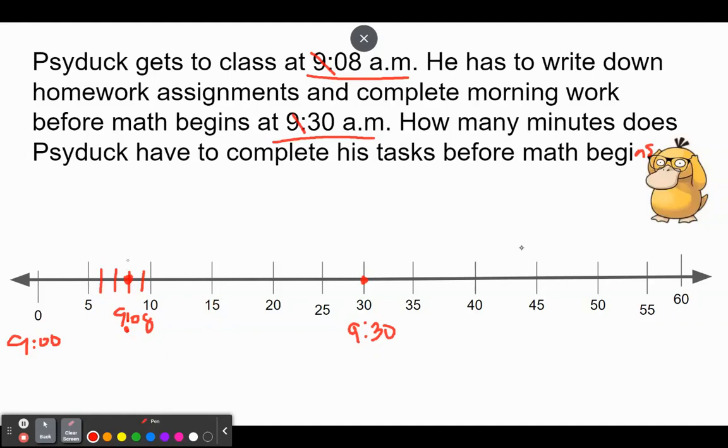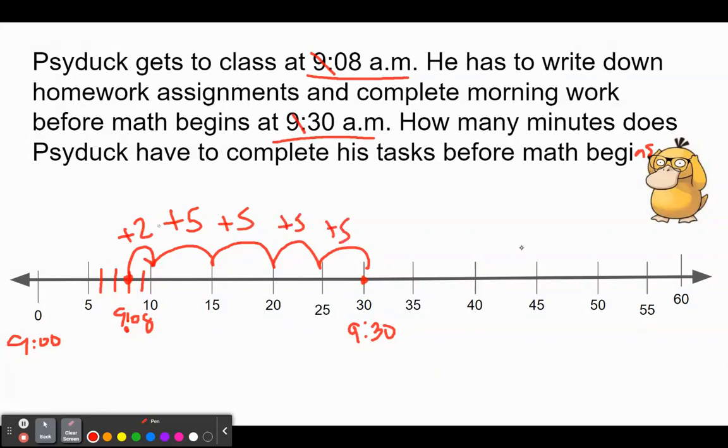So what I like to do is I'm going to take 9:08 and I'm going to go to 10. And that was plus 2. So we have to add 2 minutes to go to 9:10. And then I'm going to use my increments. And I have 5, 10, 15, 20. So I added 5 minutes plus 5 plus 5 plus 5. So with our skip counting, all of this equals 20. But we have 2 more minutes left. So if I take 20 minutes plus my 2 minutes, that's going to give us 22 minutes.